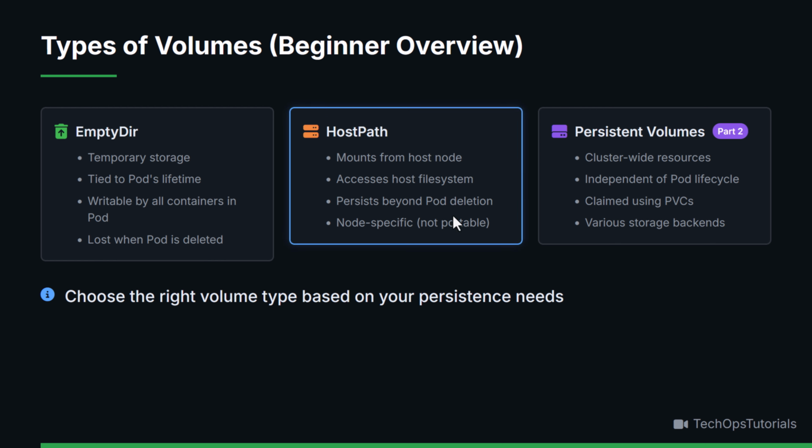This mounts a directory or a file from the node file system directly into your pod. It persists even if the pod is deleted. But there is a catch. It's tied to a specific node.